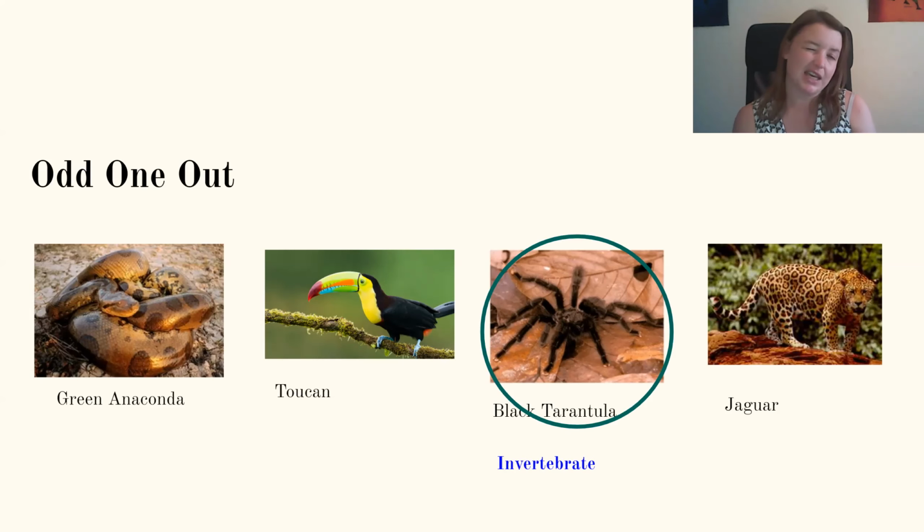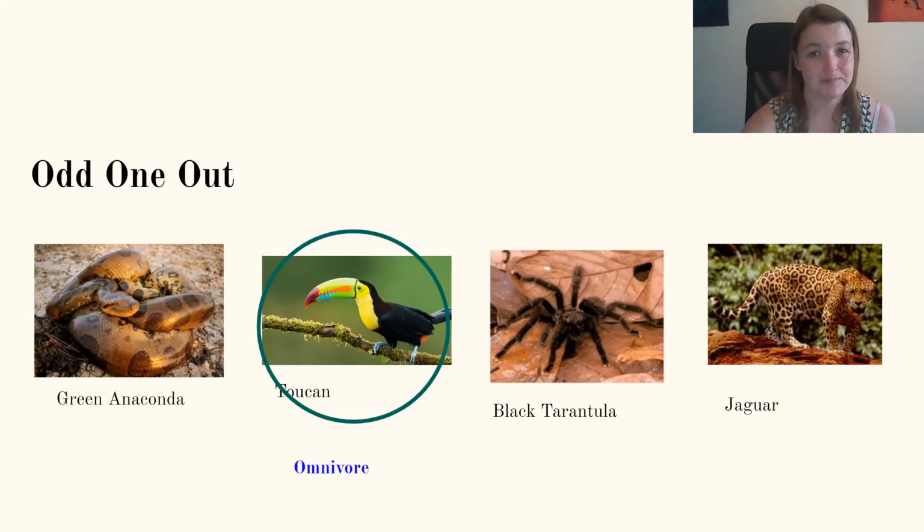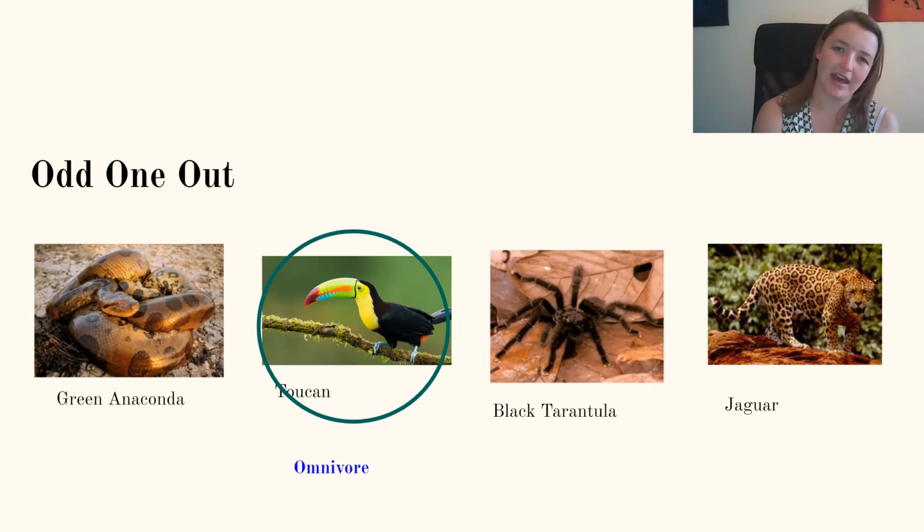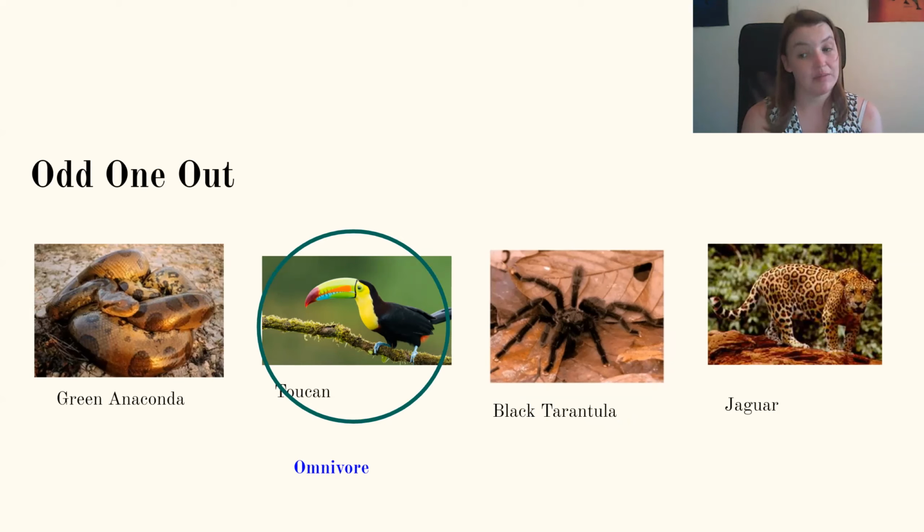But when I was sat there thinking about each of these animals, I did notice that I could classify these animals in a different way and I could group them differently. So I started to think about their diet, the things they eat to give them energy. And I actually decided that the toucan is the odd one out because it is an omnivore. It eats both plants and other animals. All the other animals are carnivores.